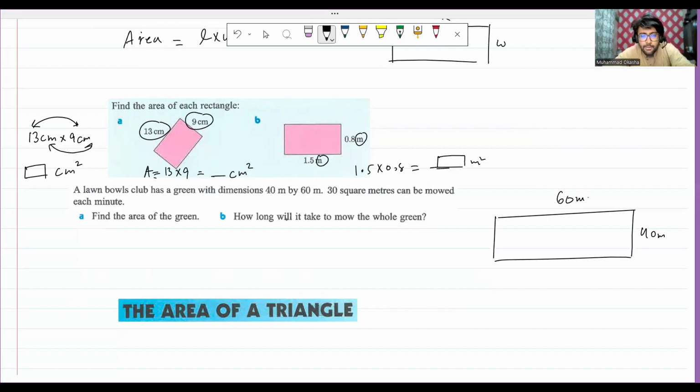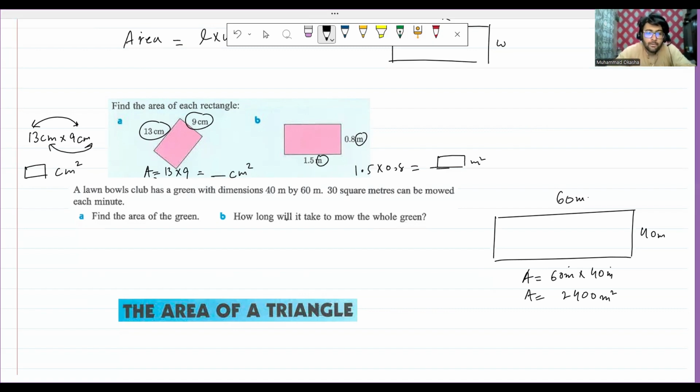30 square meters can be mowed each minute. Find the area of the green. So let's find out the area. Area is going to be 60 meters multiplied by 40 meters. 6 times 4 is 24, so it is 2400. If you multiply meters, it's going to be meters squared.